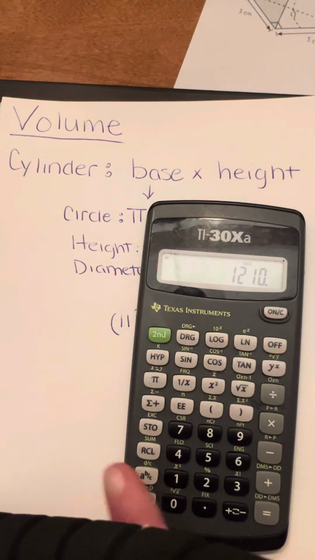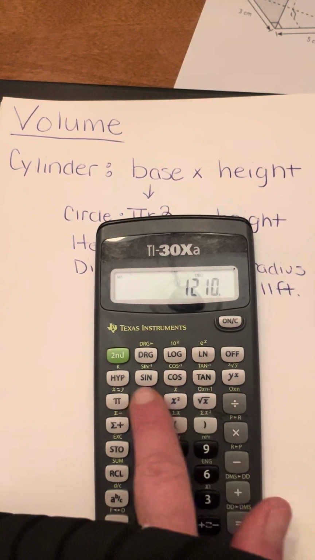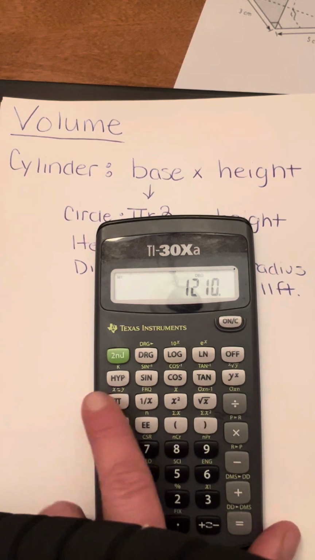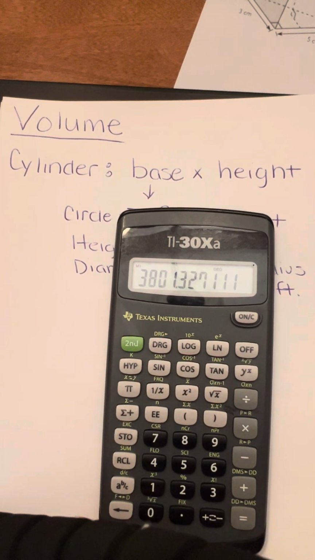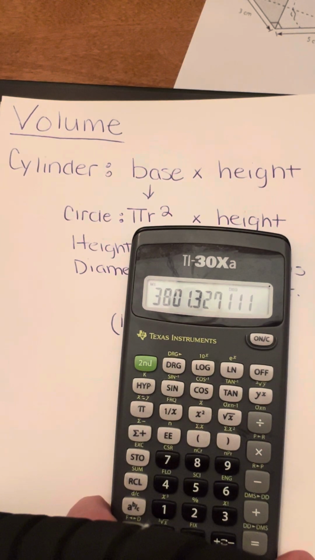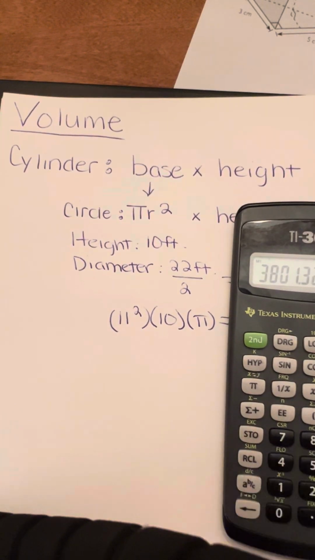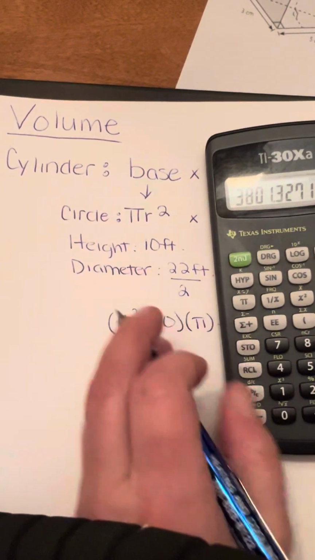And then we're going to multiply that by the pi button. Depending upon the calculator you have, the pi button might be one of these higher up little pieces. I have an actual button for pi. So I'm going to hit that pi button and then hit equals, and then I get my answer, which in this case is 3,801.327111. I would usually use the nearest hundredth.